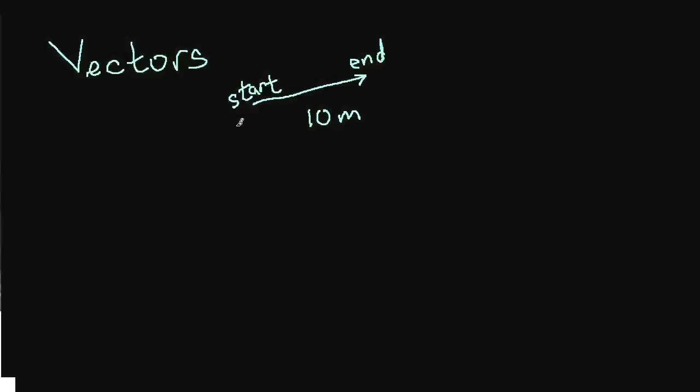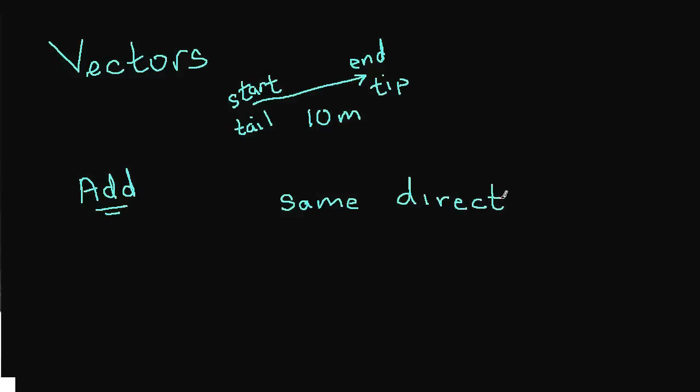So the start of the arrow is sometimes called the tail, and the end is called the tip or the head. Okay, so we are going to add vectors together. Here's where the strangeness of these things actually shows up. Okay, first of all, the easiest situation in which to add them is when they're going in the same direction. And then actually there's no weirdness whatsoever.